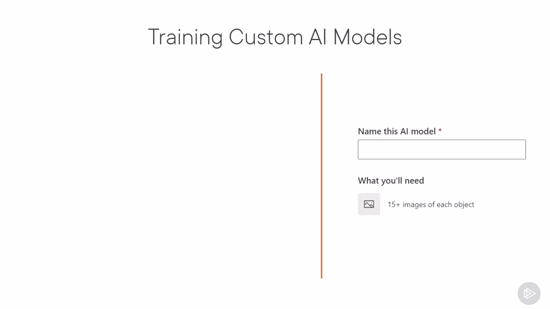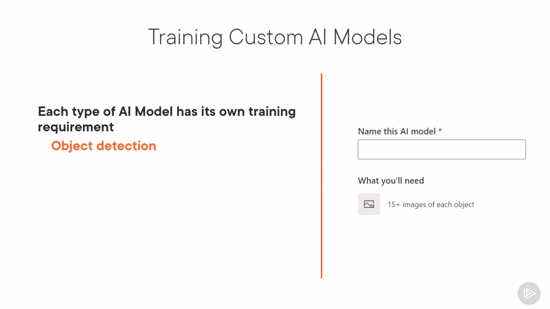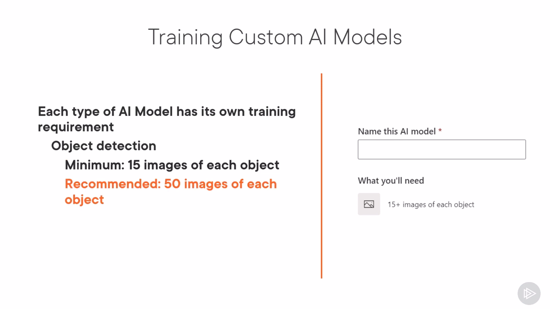Each type of AI model has its own training requirements. For example, for the object detection model, you need to provide a minimum of 15 images of each object, but the recommendation is 50 images of each object.